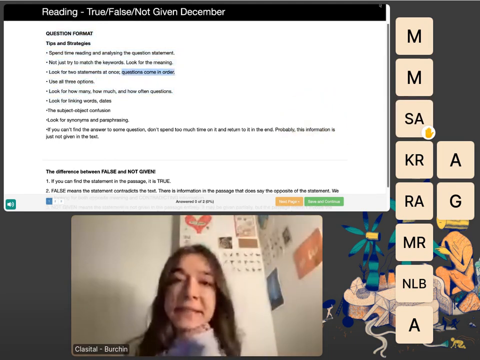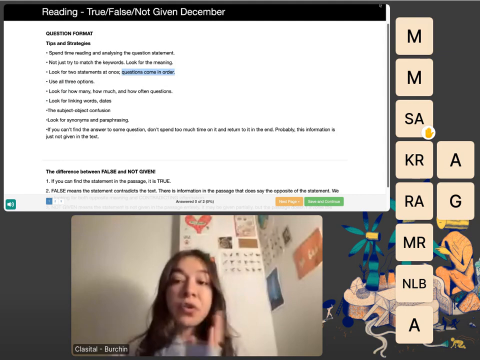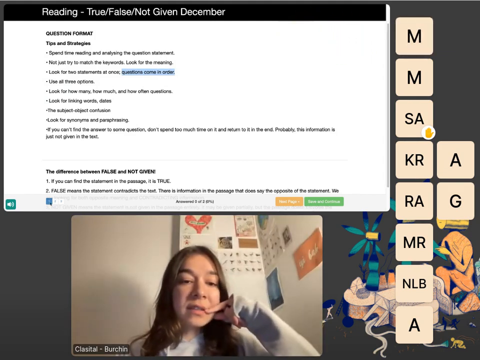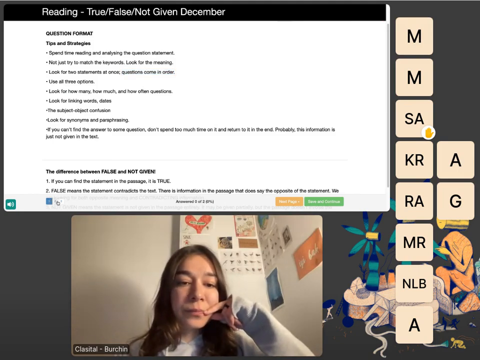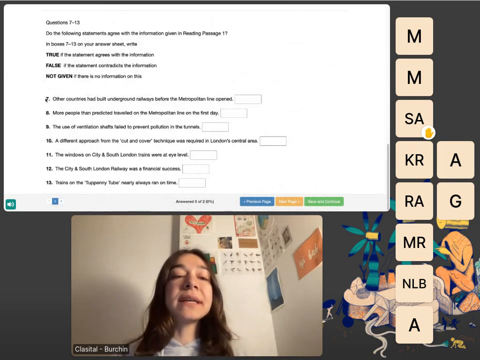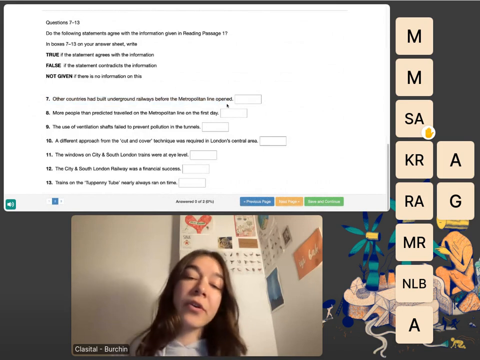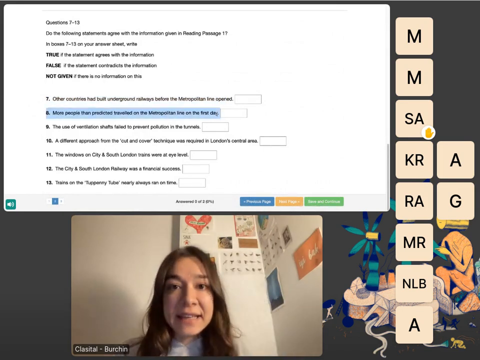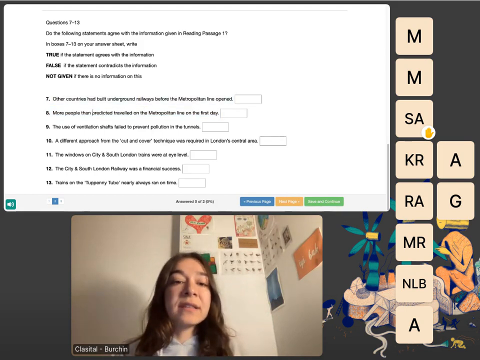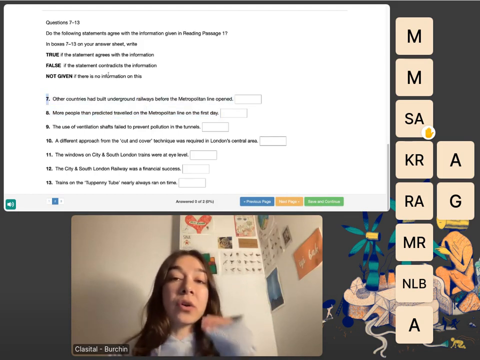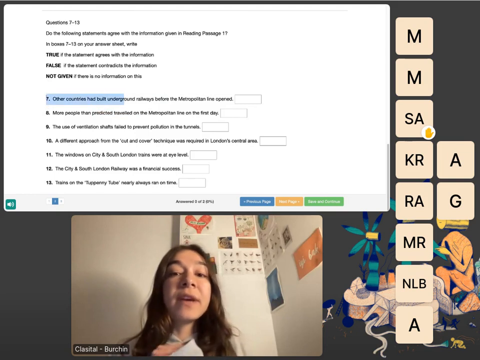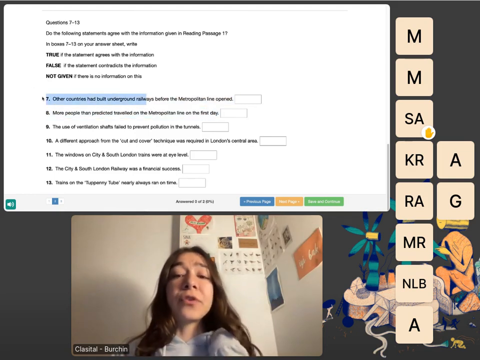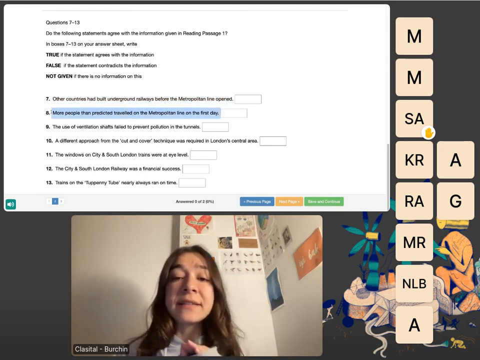Questions come in order. So what does it mean? First, you are going to see the answer for question 7, for example. Then you will find the answer for question 8. So it goes like this. So when you are solving this question type, read two questions at the same time. Look for the answer for two questions at the same time.